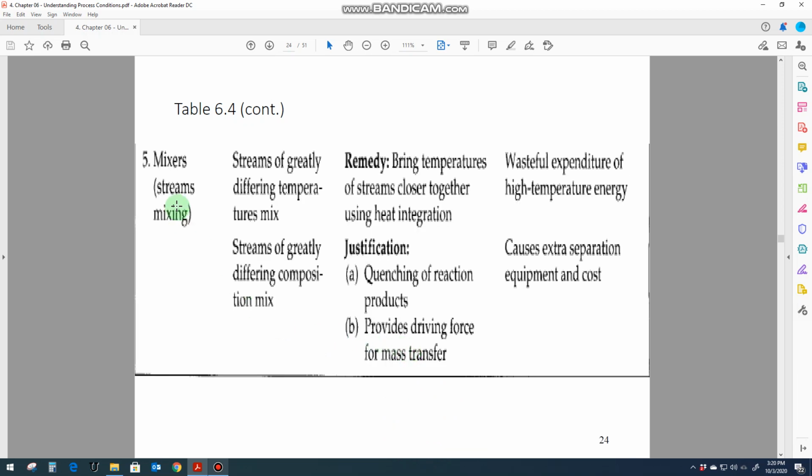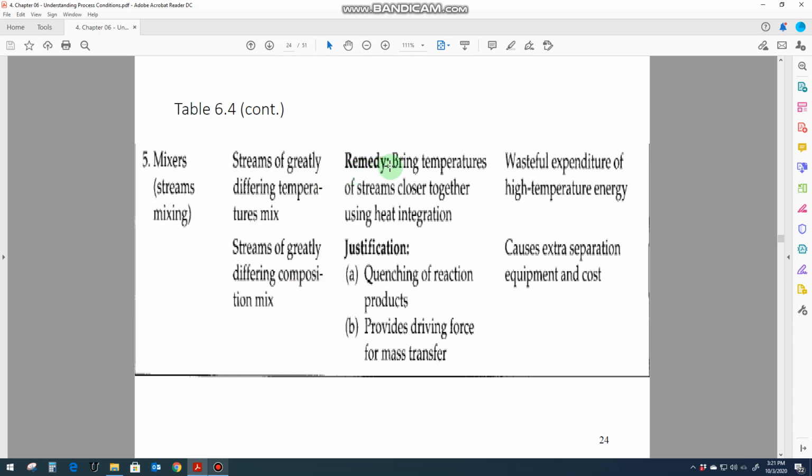Now, you would also see some kinds of mixers in industry. What could be the effect of those mixers, and why do we use them? Streams of greatly different temperatures can mix. So when you use mixers, the streams with a temperature difference can be mixed with each other, or streams with greatly different compositions can mix. Sometimes you mix different process streams having different compositions, and both of these would affect the composition of the final stream and also the temperature of the final stream.